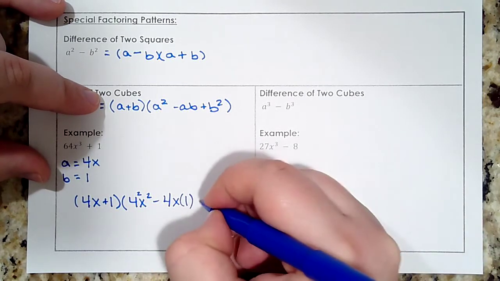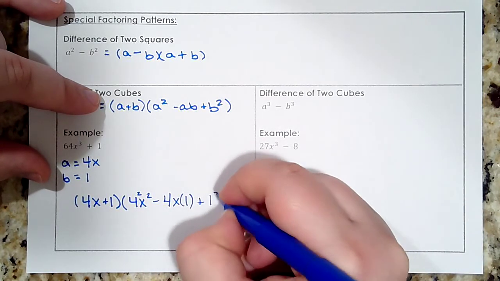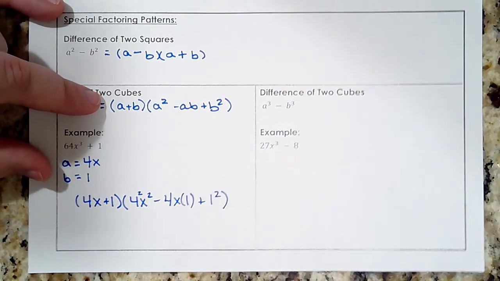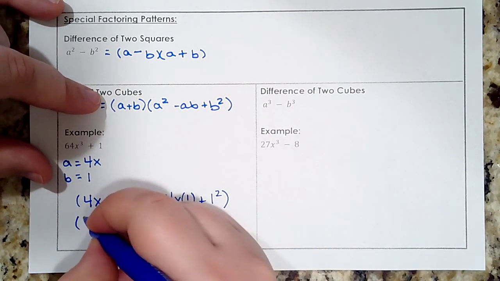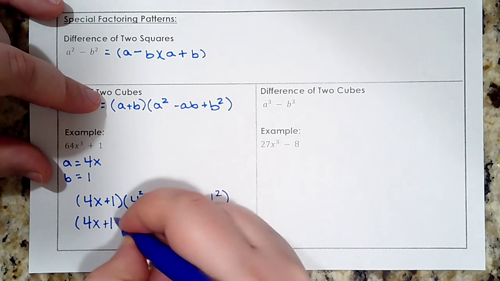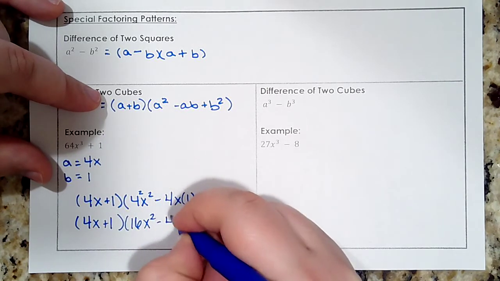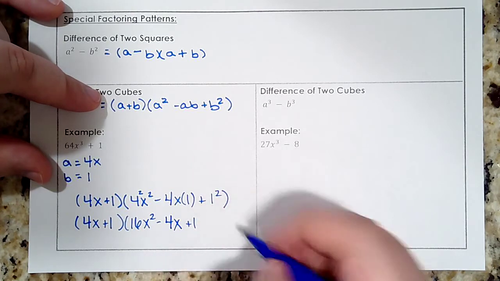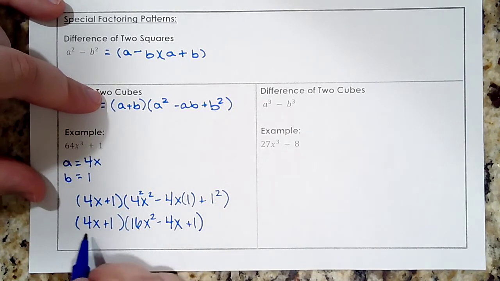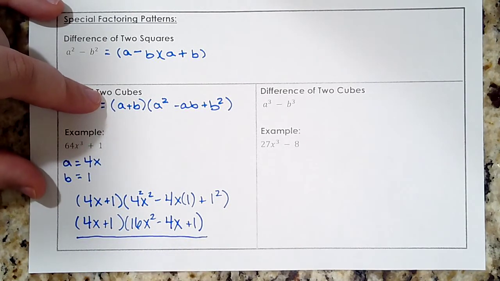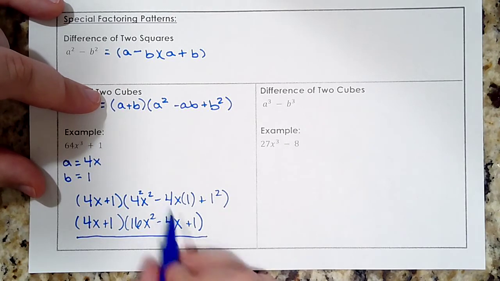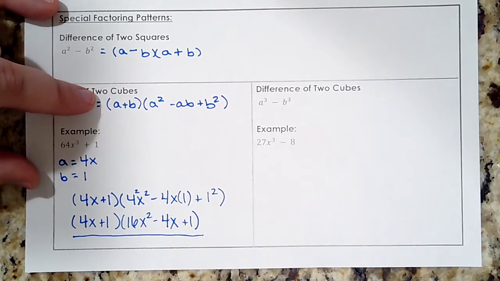4x times 1 plus 1 squared. And here I'm just plugging in numbers. Now I'm going to take that extra step and simplify it. 4x plus 1, 16x squared minus 4x plus 1. And there is your final answer. Again, I'm going to show you all the steps here. You don't have to show those on your homework.